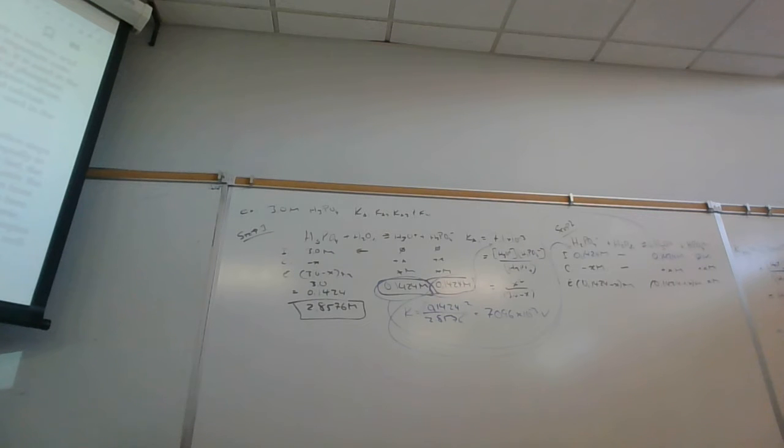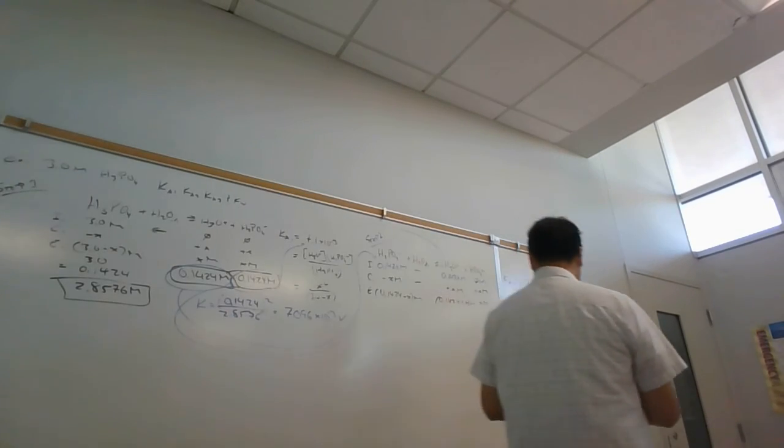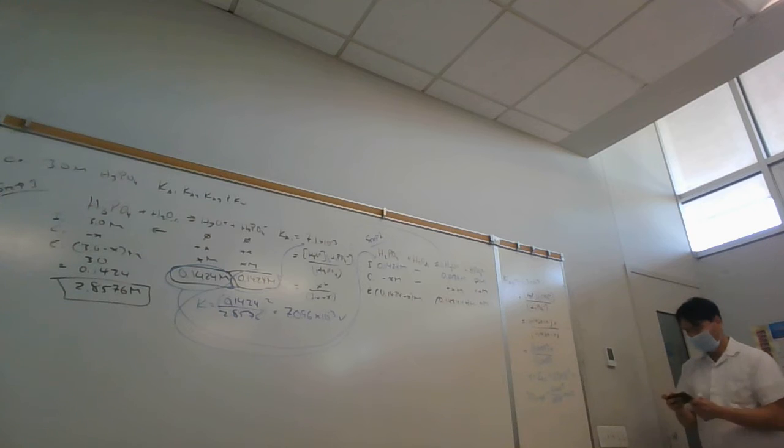Now, that's our change. And our initial was 0.1424. So let's calculate the percent change. The percent change is our x over our initial. So it's going to be 6.3 times 10 to the minus 8 over the initial, which is 0.1424, times 100%. And so what's the percent change there? The percent change is 6.3 times 10 to the negative 8 divided by 0.1424 times 100.